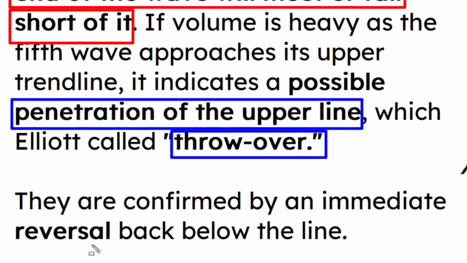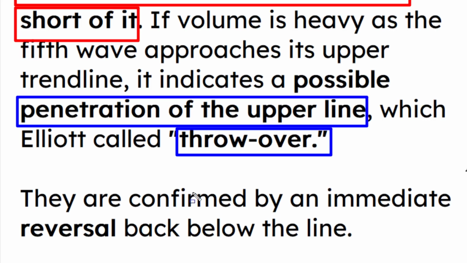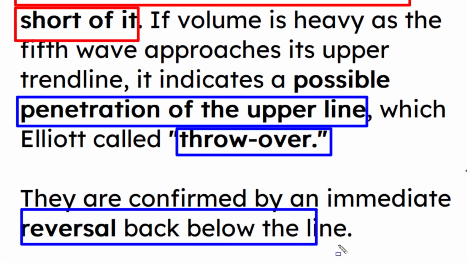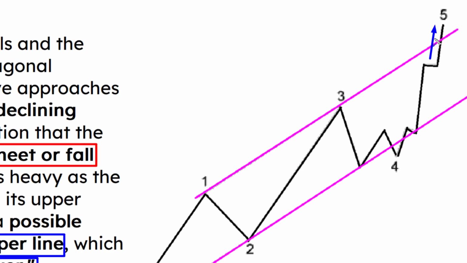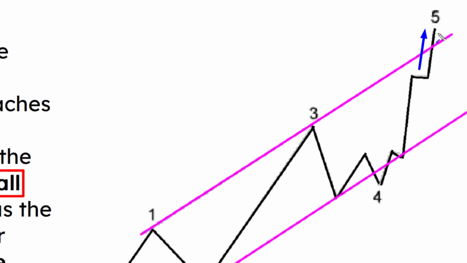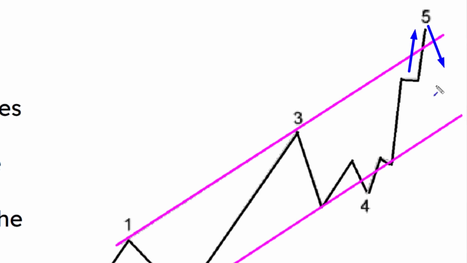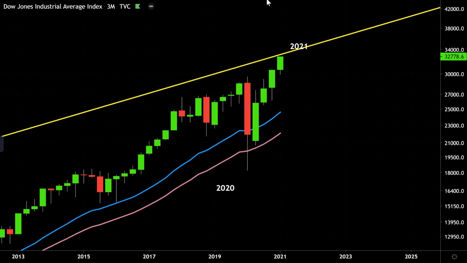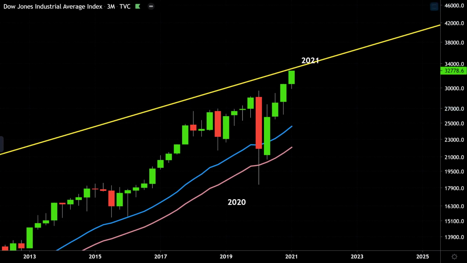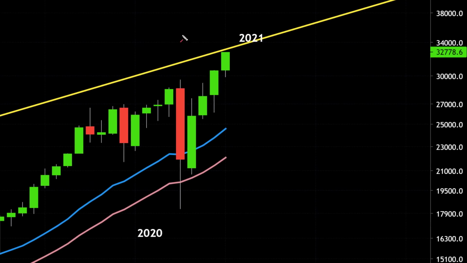And by the way, they say over here that a throw over is confirmed by an immediate reversal back below the line. In other words, if price gets above this line, so if we climb above it and penetrate the line to the upside and then immediately fall back below it, that creates a throw over, which becomes quite a bearish pattern. Let's go on the actual chart now. So here's the line, as you can see here. So let's say, for example, we climb over and penetrate that line here.